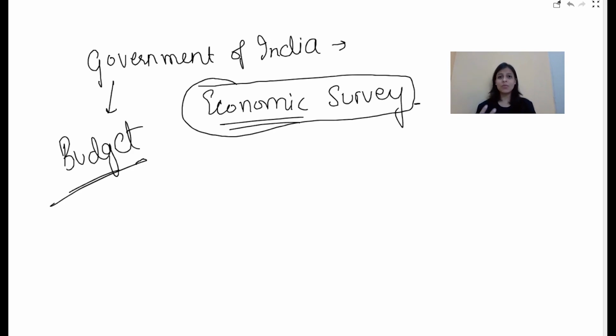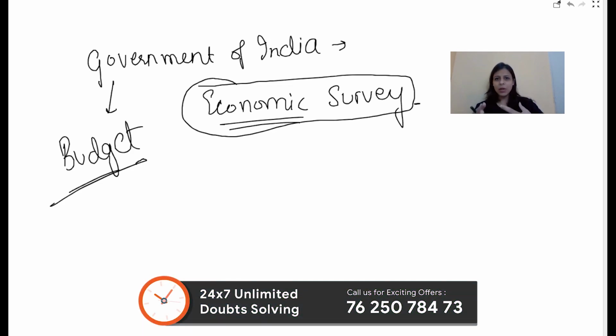so that people come to know how well they are going. What is the infant mortality rate, what is the maternal mortality rate, what is the sex ratio, how is development going, how are GDP figures growing. All that is accumulated into this economic survey.